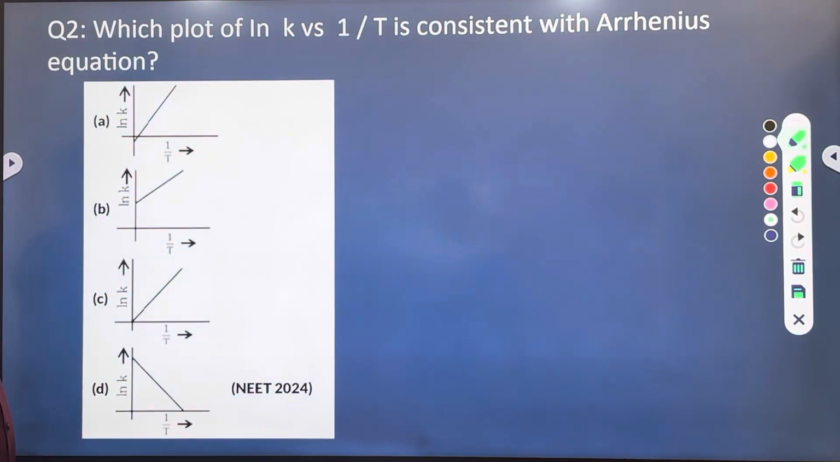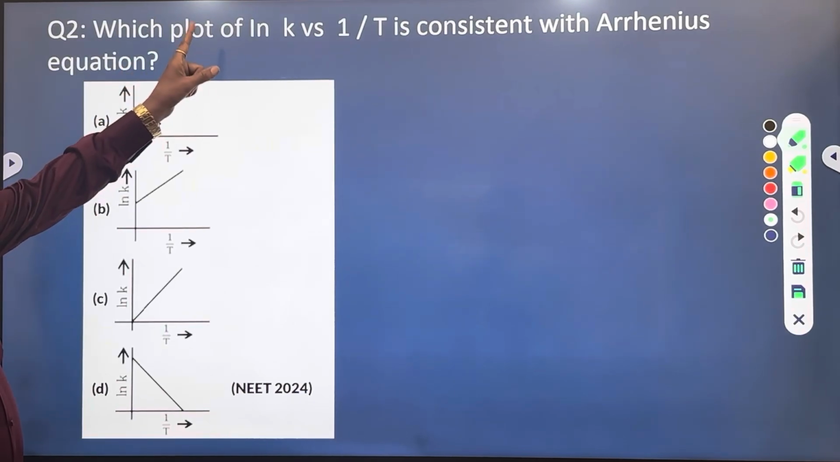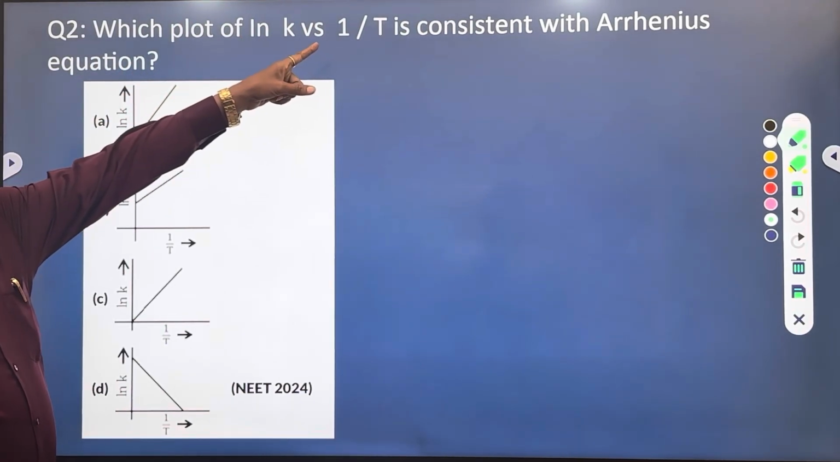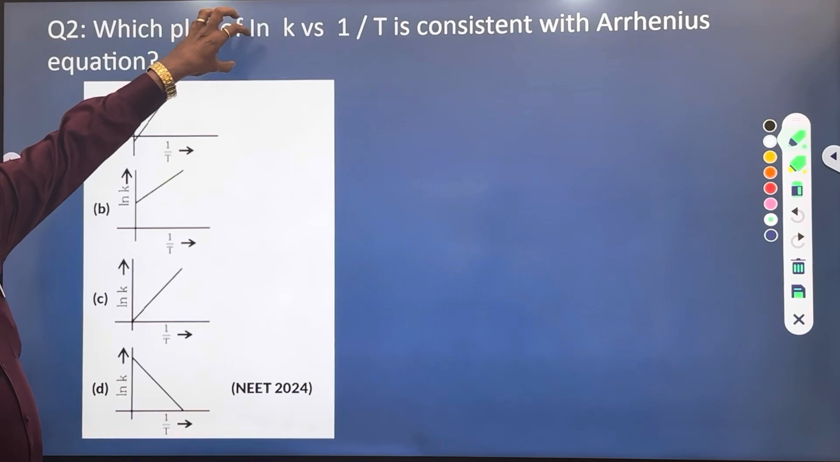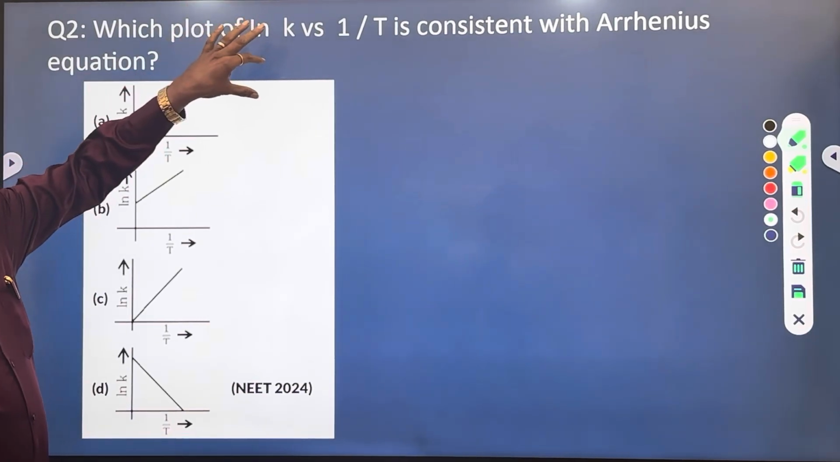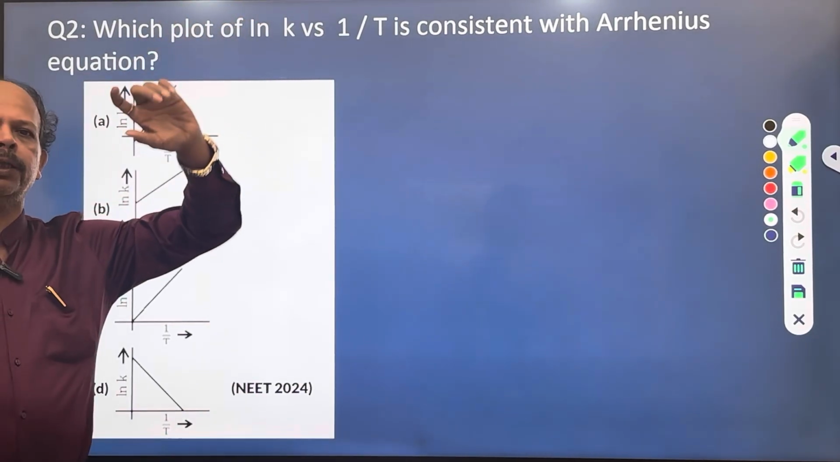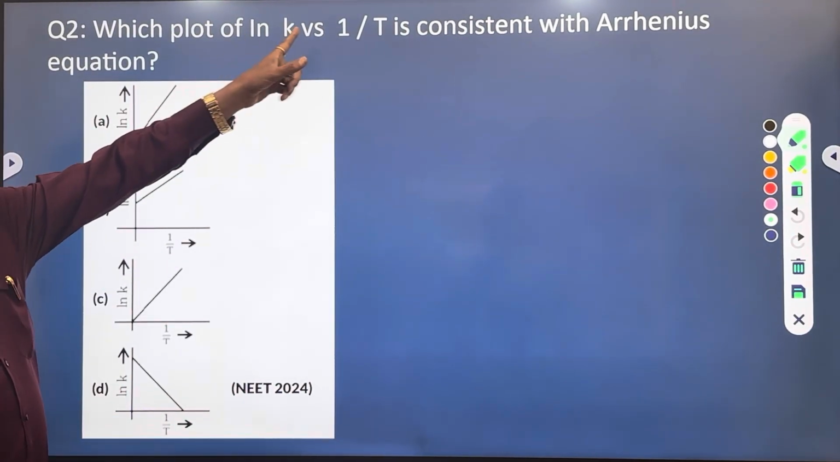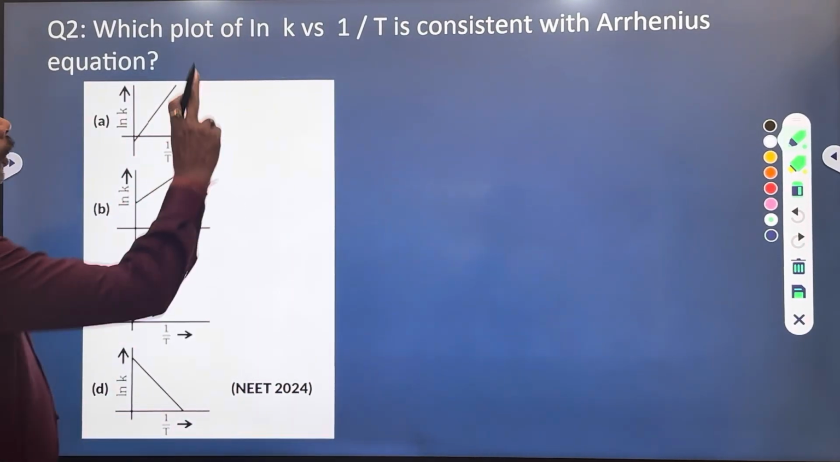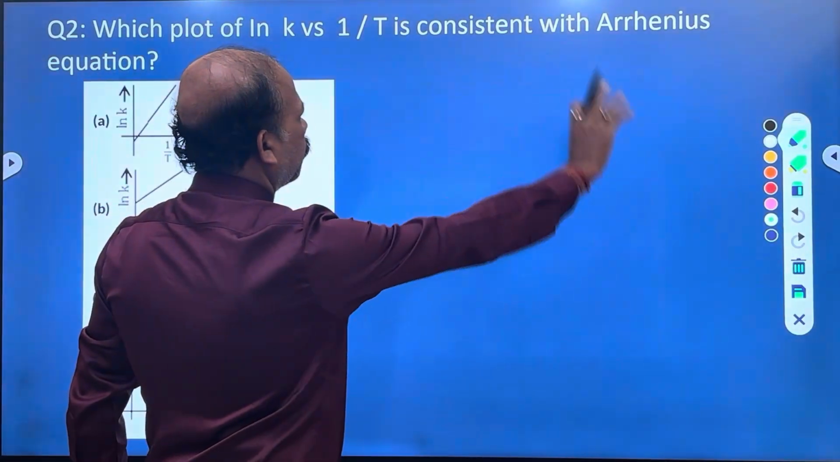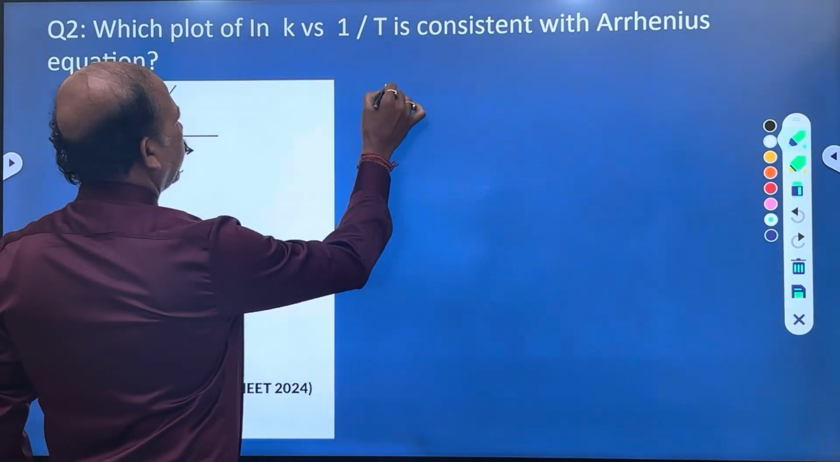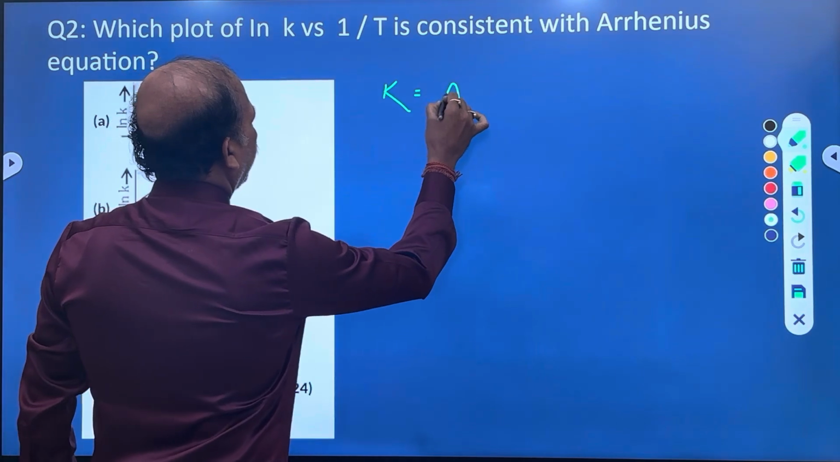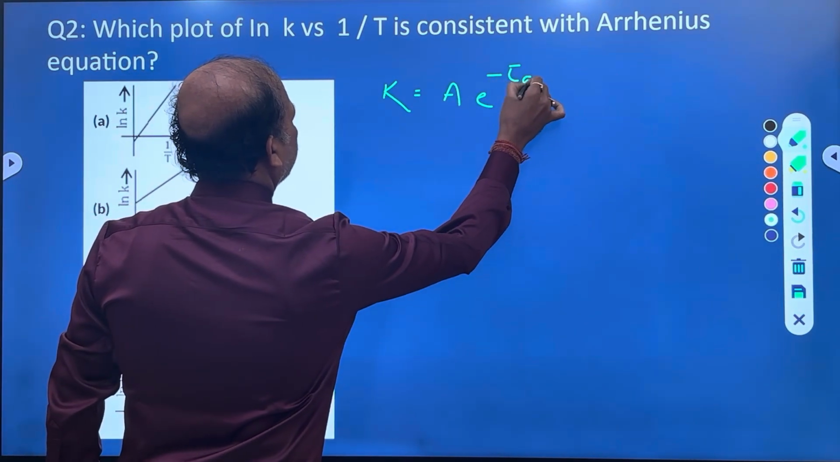Now, the second question, which plot of ln K versus 1 by T? Now, remember this, it may be question ln K or log K. If log K comes, then 2.303 factor comes. If ln K comes, then only 1 by T we can consider. So, ln K versus 1 by T is consistent with the Arrhenius equation. Now, K is equal to A e to the power minus EA by RT.